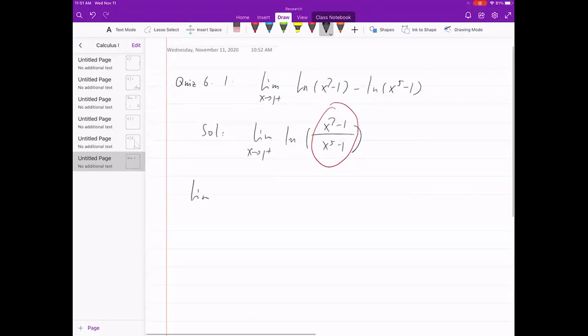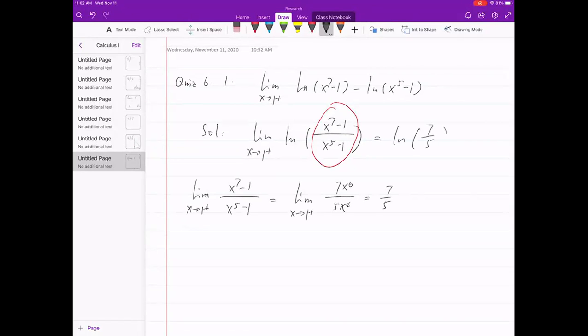Limit x goes to infinity. Okay, without Ln, this is the 0 over 0 case. Therefore, we can take the derivative. After that, plugging in 1 won't be a problem anymore. Therefore, this is going to be Ln of 7 over 5.